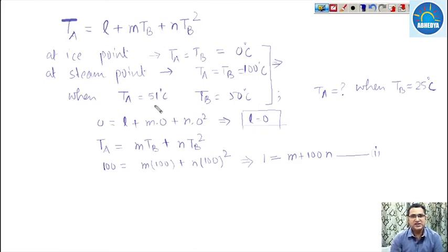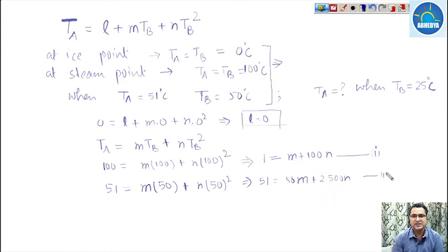Now again the equation says that the value of TA will be 51 when TB is equal to 50 degree centigrade. So TA is 51 when TB is 50, N times 50 square. So this becomes 51 is equal to 50 times M plus 2500 N. This is our second equation. Now we have to solve equations 1 and 2 for M and N.